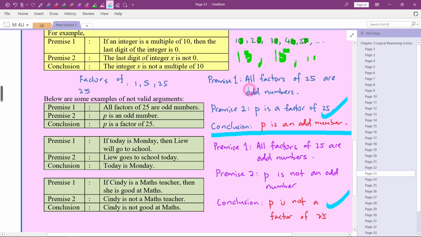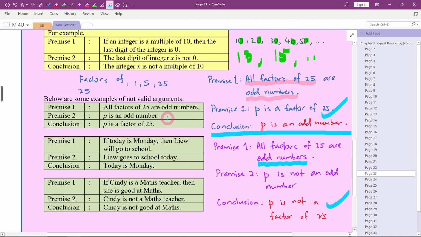So you will notice that when we want to talk about the part at the front here, we just follow it. P is a factor of 25. And the conclusion will be this part. P is an odd number. But if you want to talk about the part at the back, odd number, we need to write the opposite form of it. So this is an odd number. So the premise 2, P is not an odd number. So the conclusion will be P is not a factor of 25. This is the valid form of a deductive argument.